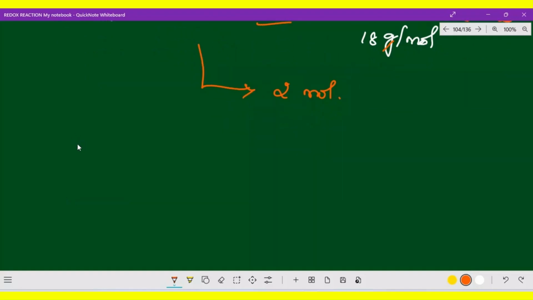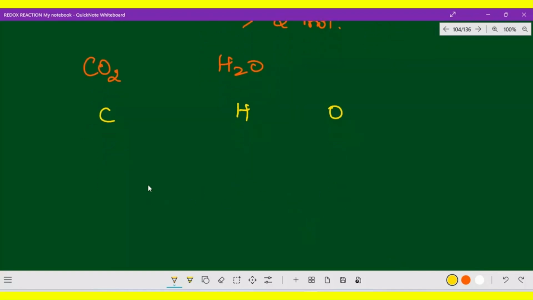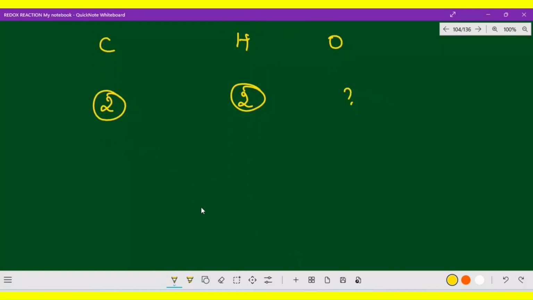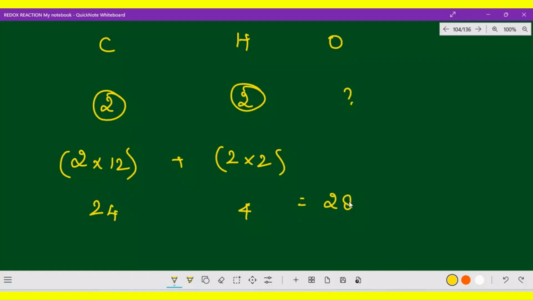For that, let us identify from carbon dioxide and water the carbon, hydrogen and oxygen we have to find. Here 2 moles of carbon dioxide and 2 moles of water molecules. For the 2 moles of carbon dioxide, we only have to identify oxygen. For that, 2 moles of carbon, so 2 into 12, plus hydrogen 2 moles, so 2 into 2. Altogether we are getting 24 and 4, so altogether 28 of carbon and hydrogen.